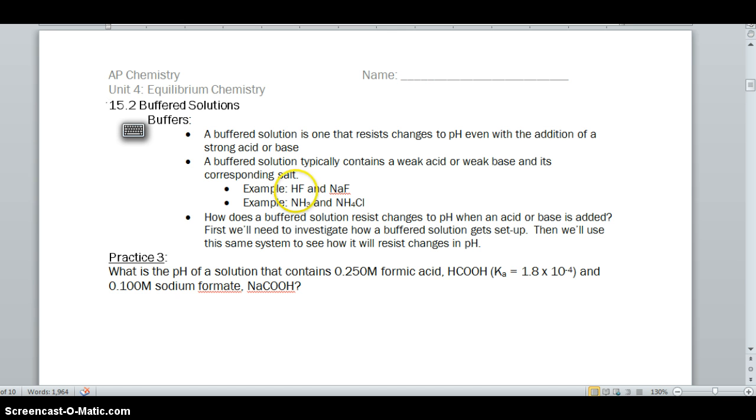If I stress the buffer with an acid instead, this acid is not going to be able to do anything with that H plus stress. But the F minus will be able to, because since he's the conjugate of a weak acid, he is a good base, and he can take on the H plus and then form a sink basically for that, and neutralize the acid.